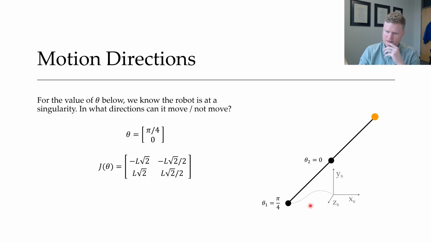Here I've got theta1 for my first joint value. I've got pi over 4, so I'm at 45 degrees. And for theta2, I've got 0. So that's my arm fully extended, going off and to the right. Now, we know this is a singularity because we've done the math and we've seen that whenever theta2 is equal to 0, that is a singular configuration. Now I want to understand in what directions I can move and what directions I cannot move. So here's theta, and if I evaluate my Jacobian for that value of theta, this is what I get.